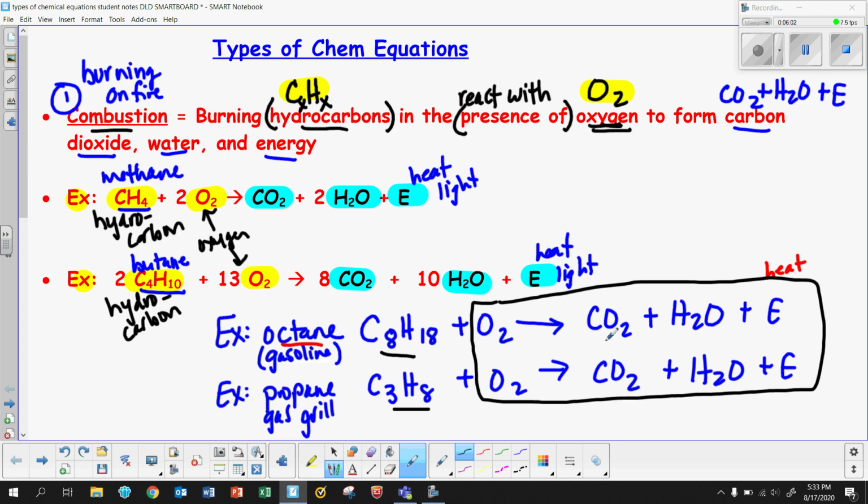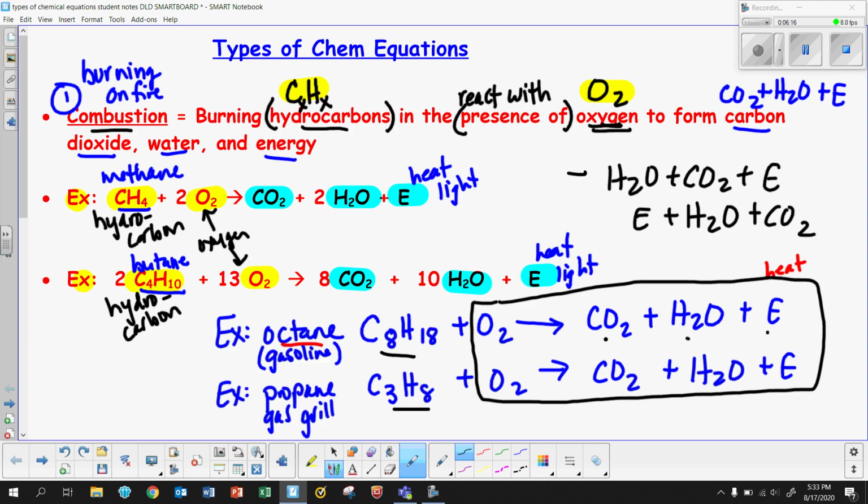Okay? Now, the CO2, the water, the energy can be in any order. I could write water and then the CO2 and then the energy. Or I could put the energy and then the water and then the CO2. The point is, are they products? Are they always to the right of the arrow?